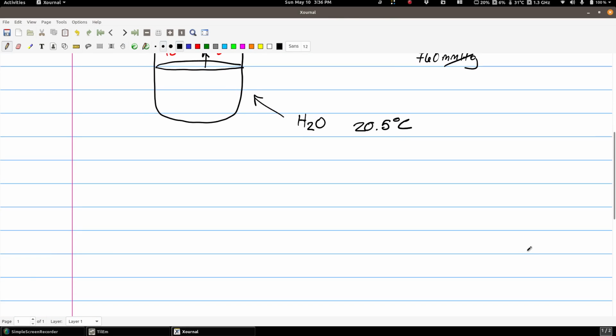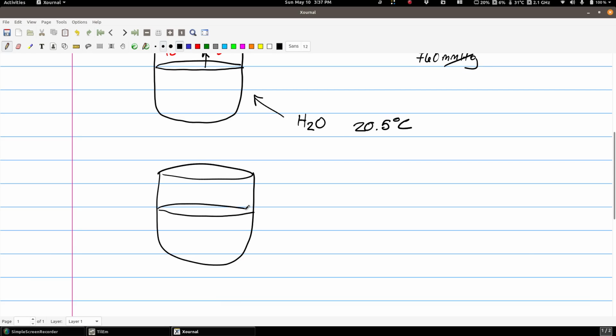Now, say I had the same beaker, same water, same everything, and I add some heat to it. Say it's 100 degrees Celsius, which is, as you know, the boiling point of water. That's when you start seeing the bubbles. Your vapor pressure is going to be 760 millimeters of mercury because it's turning to gas.